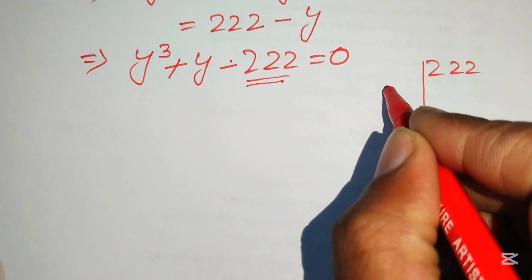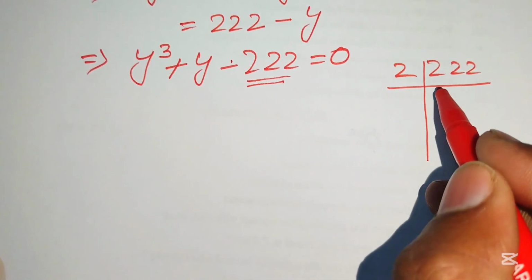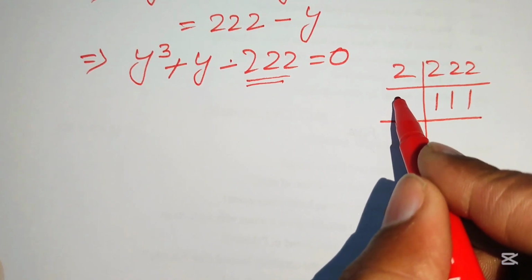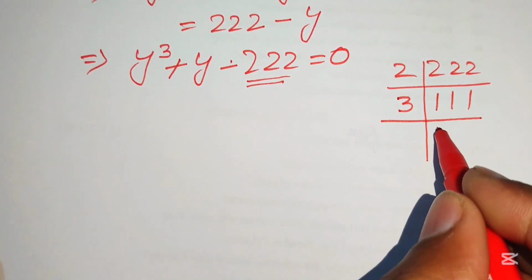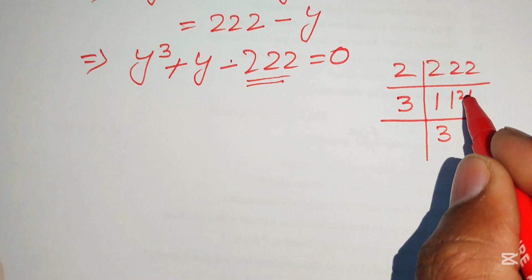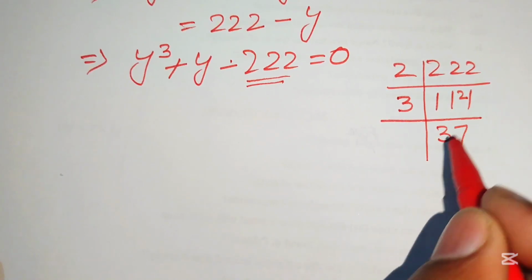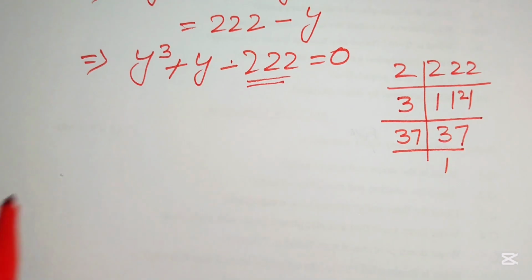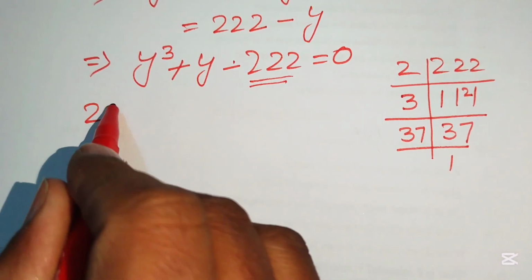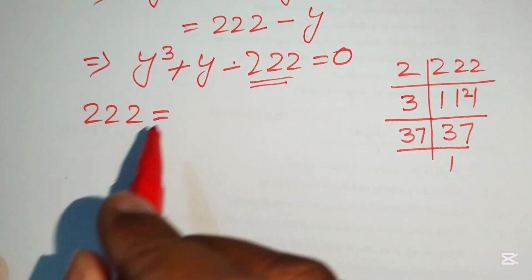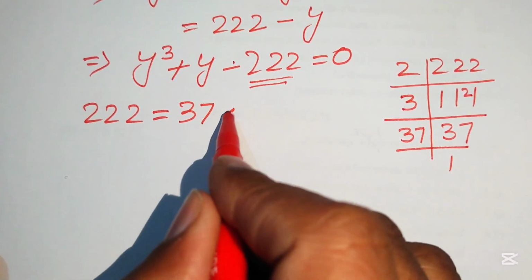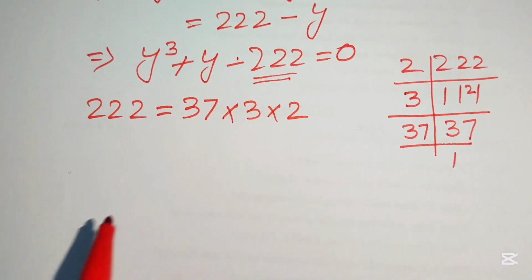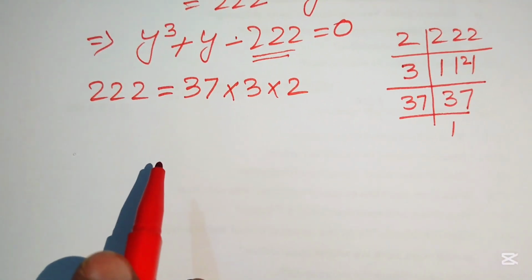First we divide it by 2, and we get 2 ones are 2, 2 ones are 2, and 2 ones are 2. Now we divide it by 3. So we have 3 3s are 9 and we carry 2, and 3 7s are 21. So here we divide it by 37, so 37 ones are 37. It means that we write 222 = 37 multiplied by 3 multiplied by 2. So these are the prime factors of 222.